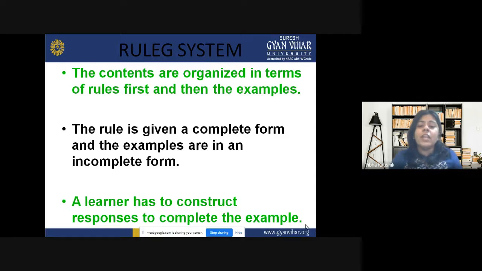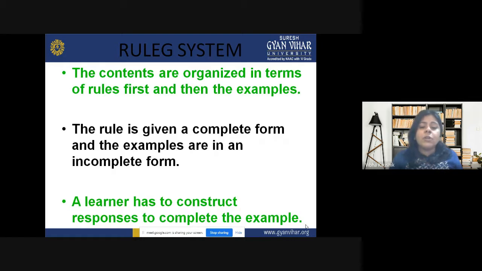The rule is given in a complete form and the examples are in incomplete form. So the content that has been organized should be organized in such a way that the rule should be presented, the rule should be defined to the learners, in front of the learners, in a complete manner, and the examples are in incomplete form, and the examples that are being presented through the program in front of the learners can be presented in an incomplete form.